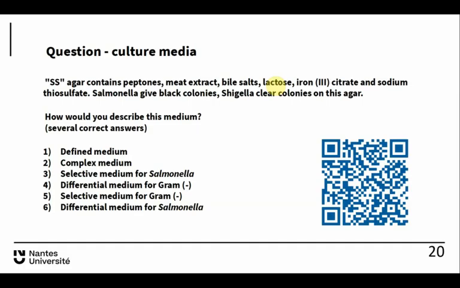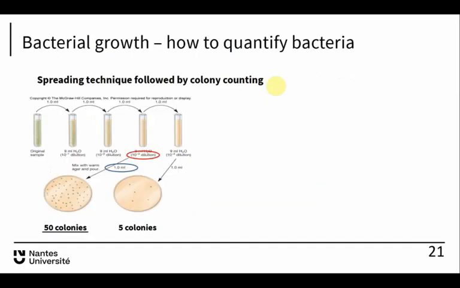Okay, so what we need to do for the next hour is think about bacterial growth, how we measure bacterial growth, how we measure the rate of bacterial growth, and then how different environmental factors can have an effect on bacterial growth. Now, in order to do any of this, you have to be able to quantify how many bacteria you have in a suspension.